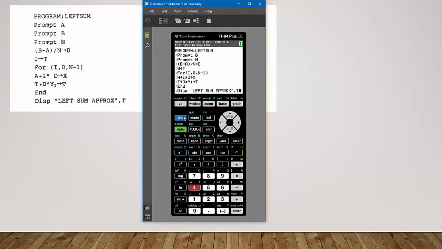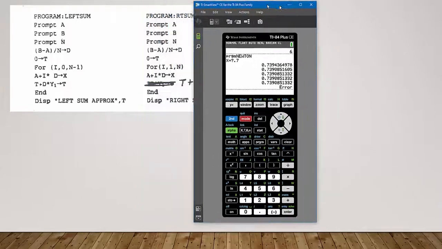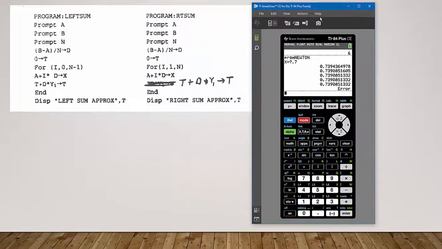I'm going to go ahead and put in the right sum program. So I need to move my calculator so I can see the right sum program. So this is a new program, create new, right sum. I'm just abbreviating that RT sum. New line. And then prompt.